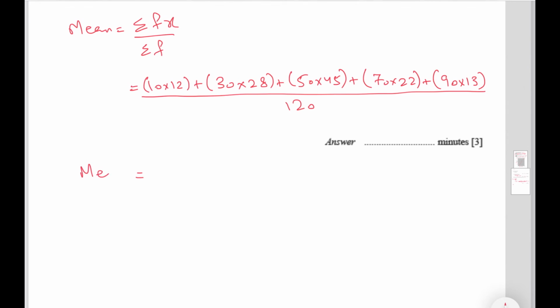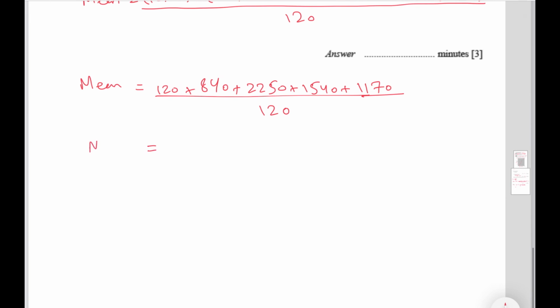Okay, I'll do this part right here. I'll write all the values first. So 10 times 12 is 120 plus 30 times 28. Let's see what that is. 30 times 28 gives us 840. The next is 50 times 45, which gives us 2250, plus the fourth value, 70 times 22, which gives us 1540, plus the last value, 90 times 13, gives us 1170, divided by 120.